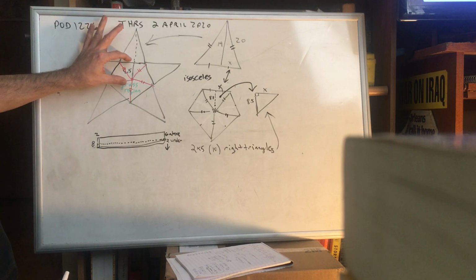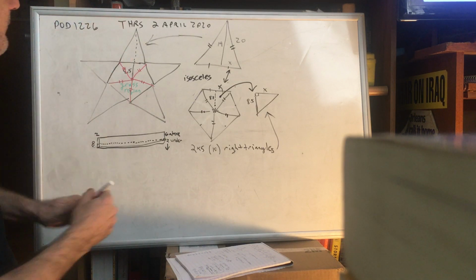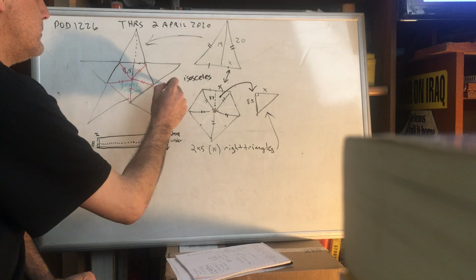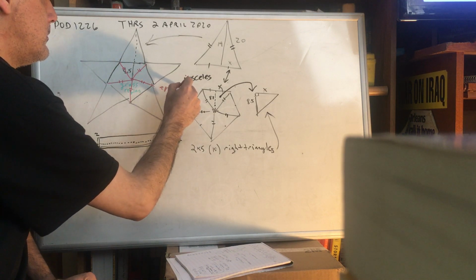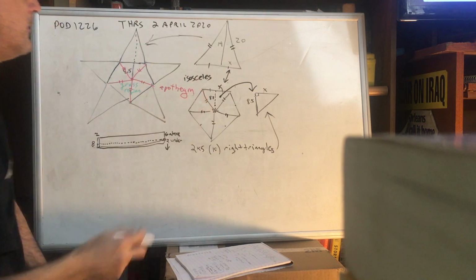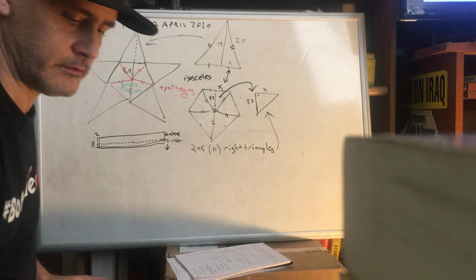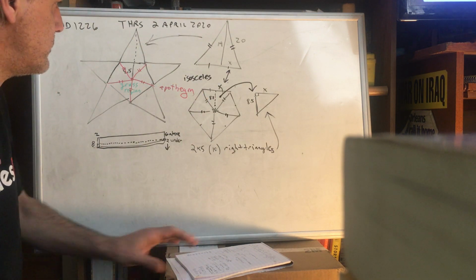Now what they give you here, the 8.5, that's called the apothem. Maybe you learned that in course 3. I'm not sure. If you had Mr. Walker, you probably did.